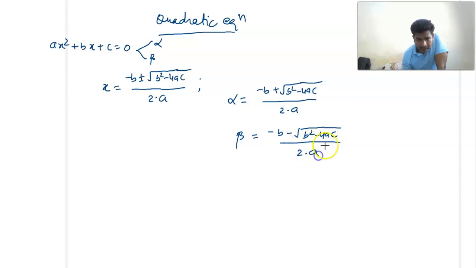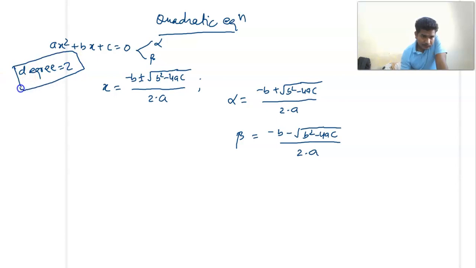Okay, and we are saying the solution of the 2 because the degree of this equation is 2. The maximum possible solution of any polynomial equation will be equal to that degree, which is equal to 2. So here there are two solutions, alpha and beta.